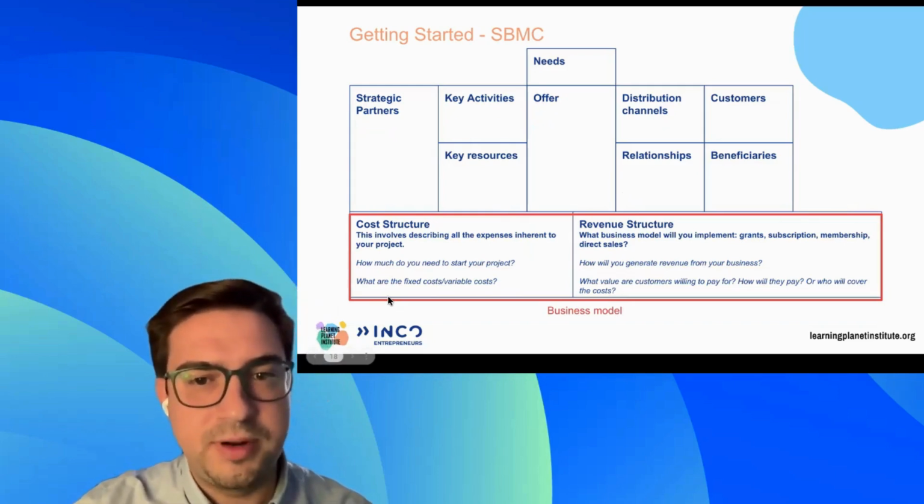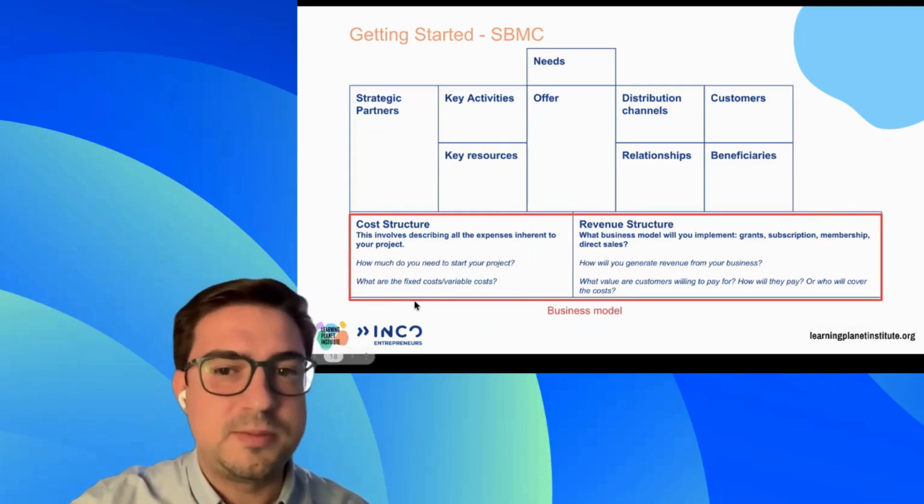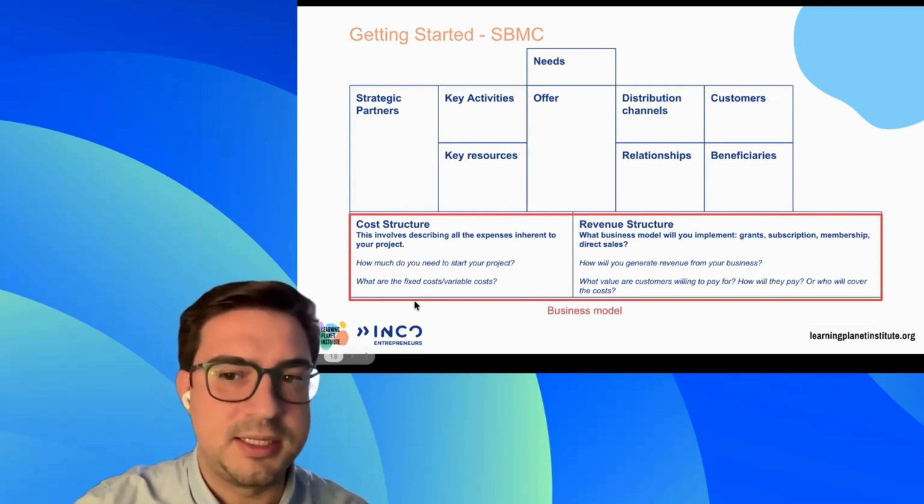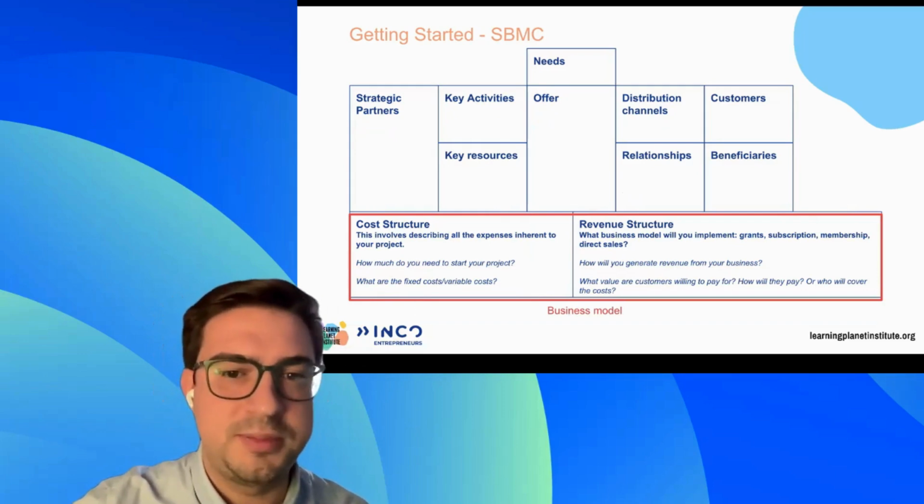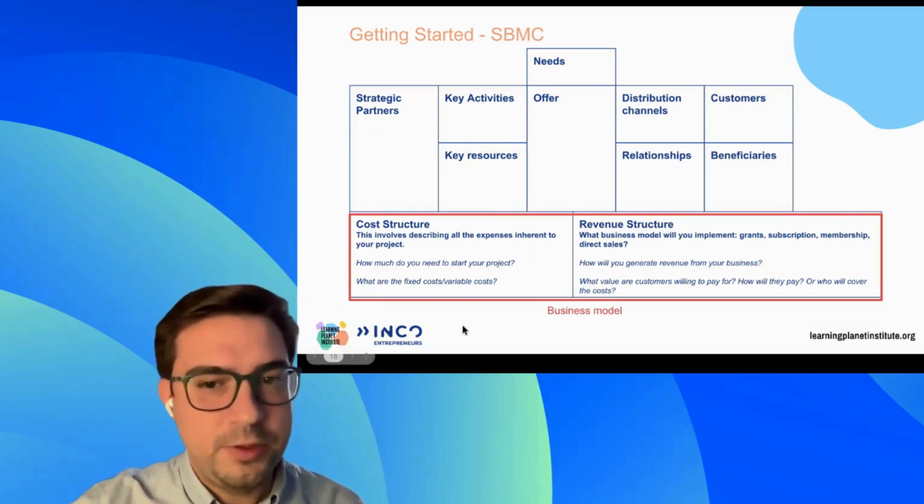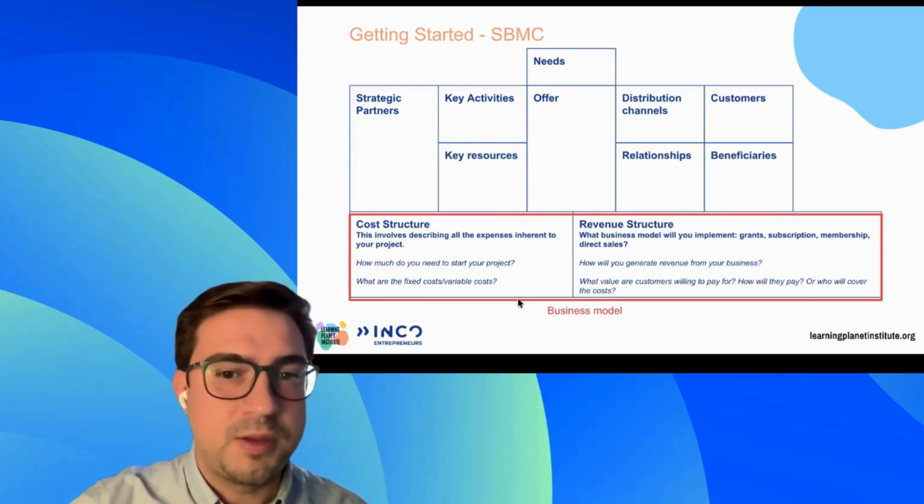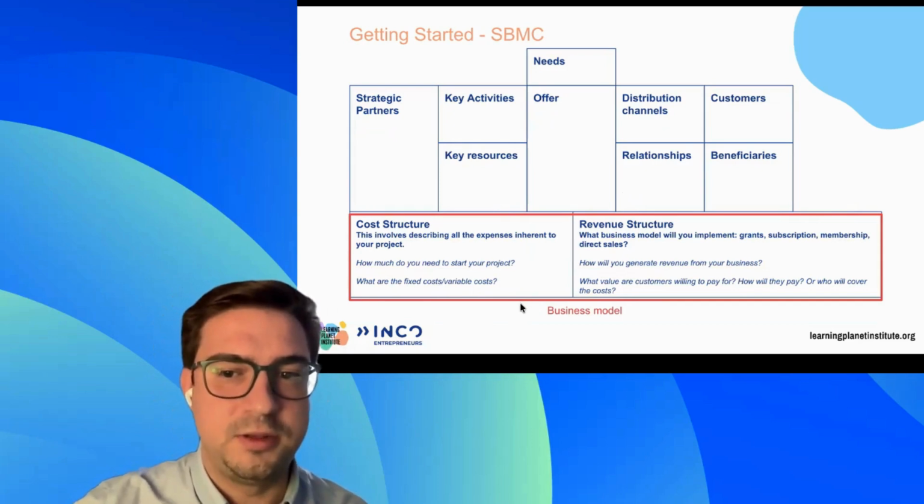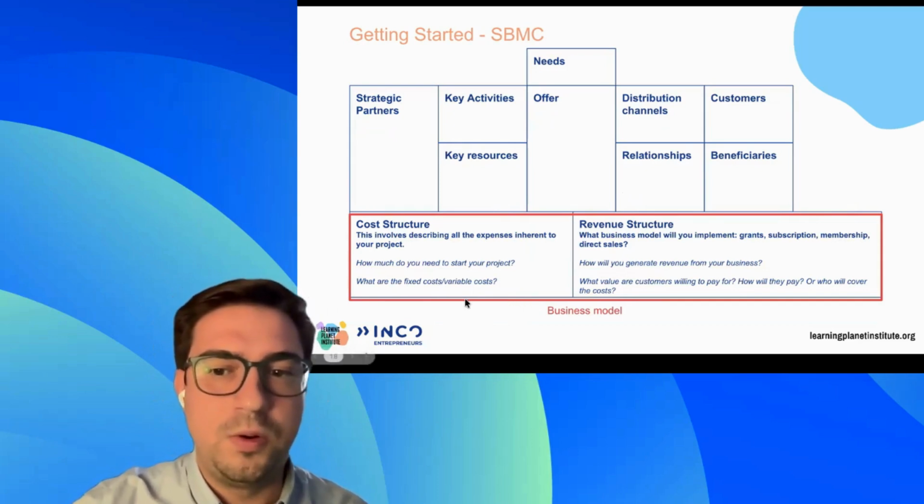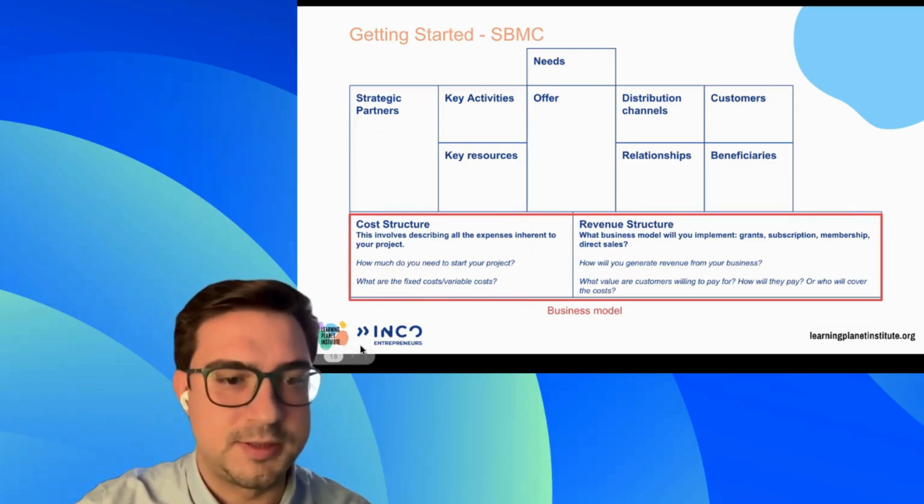And then move to revenue structure. What business model will you implement? Is it grants? Is it subscriptions? Is it memberships? Is it direct sales? How will you generate revenue from your business or your project? And what value are customers willing to pay for? How will they pay? Or who will cover their costs? Try to explore all possible scenarios.